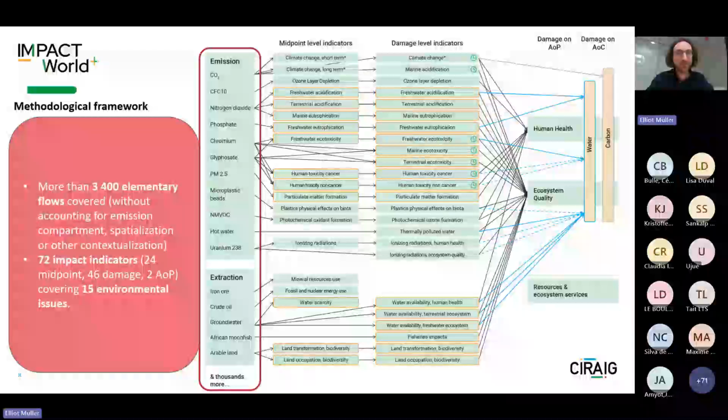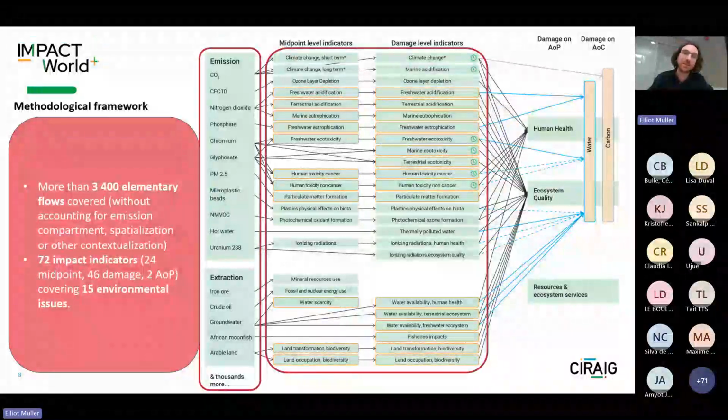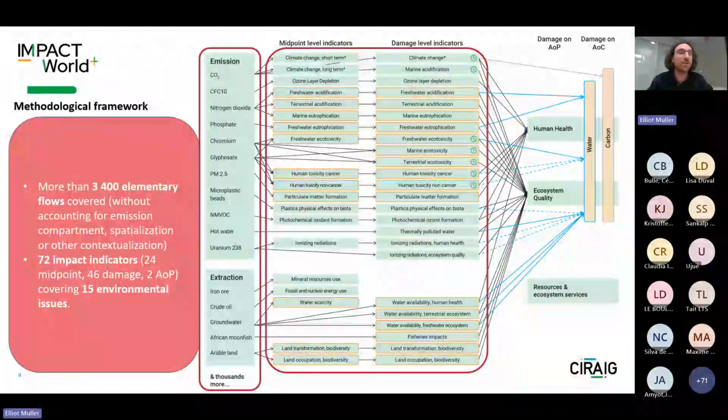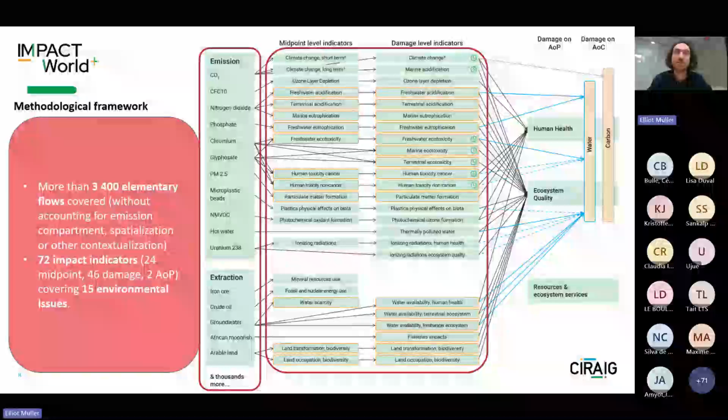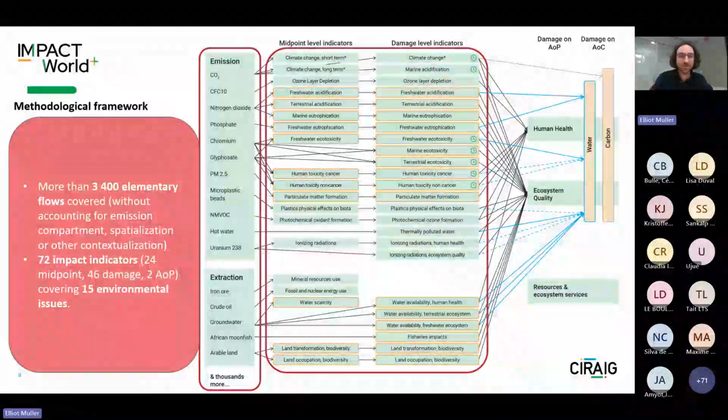Also, Impact Plus provides 72 impact indicators. That's 24 indicators at the midpoint level, 46 at the damage level, and the 2 area of protection level. And that's globally covering around 15 environmental issues, such as climate change, eutrophication, ecotoxicity, or water use, for instance.